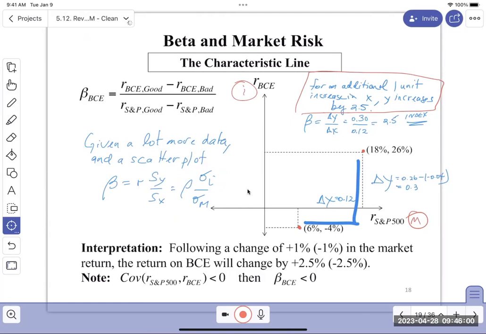And assuming that this is all the data or the best set of data we have, or a distribution of data. All right.